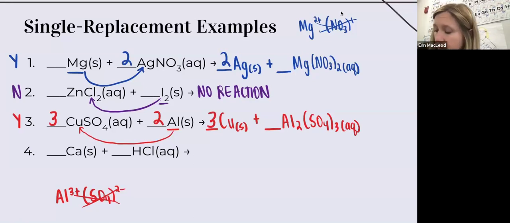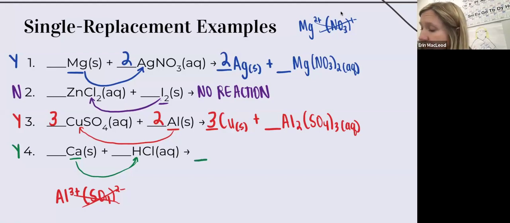Last one, find the element that's by itself. That's calcium. Ask yourself, is calcium a metal or a halogen? It's a metal. When you get over here, you're like, uh-oh, there's no metal on that side. All right. If you look on your list on the back of the periodic table, hydrogen is on the list. There are metals that are able to replace hydrogen inside of compounds. Calcium is one of them. Calcium is higher than hydrogen on your list, so that's going to be a yes reaction. Calcium can come in and replace the hydrogen.